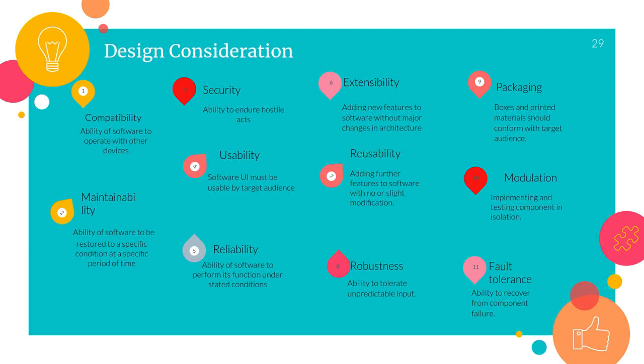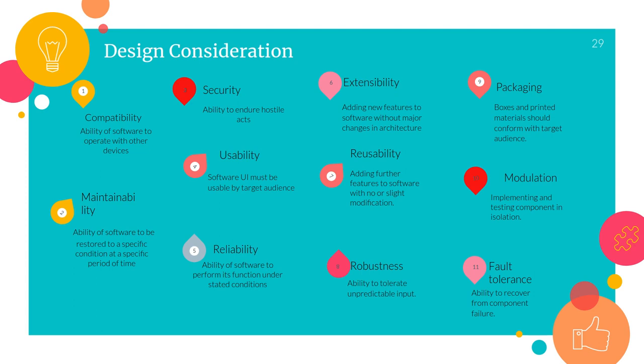And then packaging. So boxes and printed materials should conform with the target audience. When you're packaging your system, if you are packaging for Windows, you know that it should be an executable file. Should you include an installer? If you're packaging for Linux, there are lots of Linux distros, so which distros are you considering? If you're considering Arch Linux, then you should make sure that the users would be able to install using Pacman. If you're considering Debian systems and Ubuntu systems, the user should be able to install them with APT.